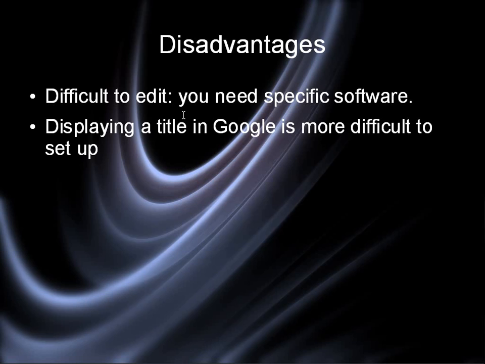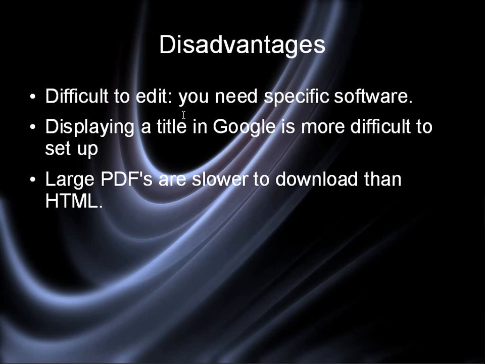Displaying a title in Google is more difficult to set up, so it's not as easy because you have to know what metadata is all about. But we're going to talk about it later. It's very, very simple. You just have to know where to look. Large PDFs are slower to download than HTML, so if you have a one page document, having it in HTML format is much more efficient than having a PDF, but it always depends on what you want to do.